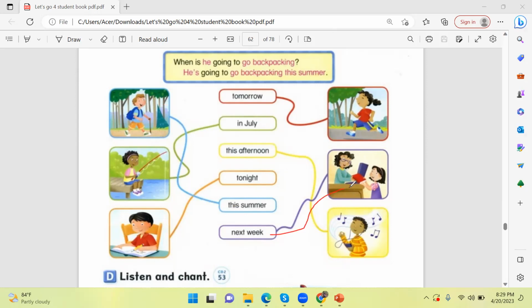Next week. I don't know. Okay, what is in the picture? Picture and people. I don't know. Okay, next week, maybe in this picture, the girl is submitting her assignment or passing her assignment to the teacher. Okay, in this picture. Understand? Yes. Okay, very good.